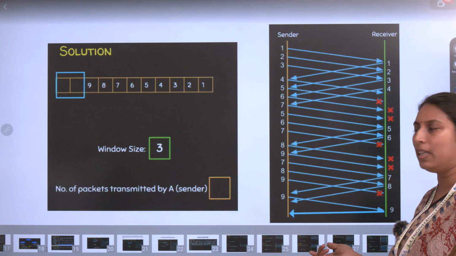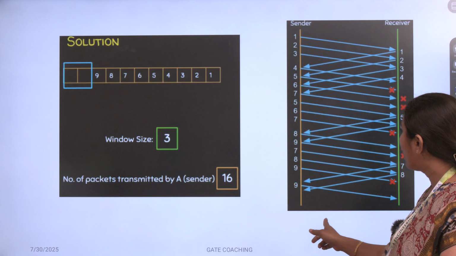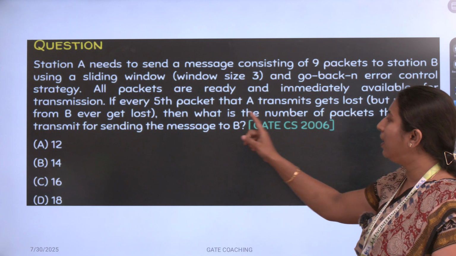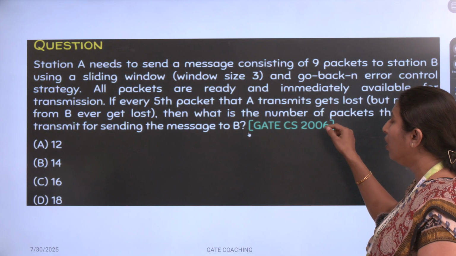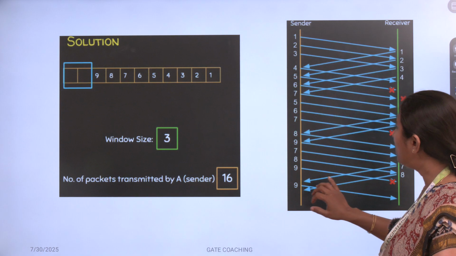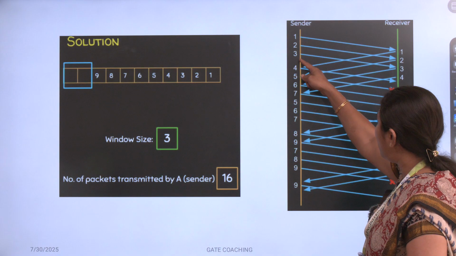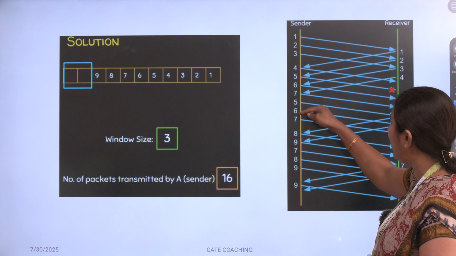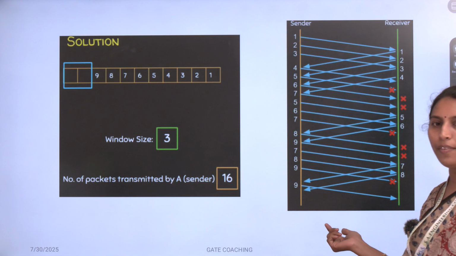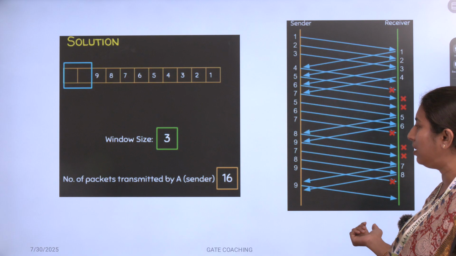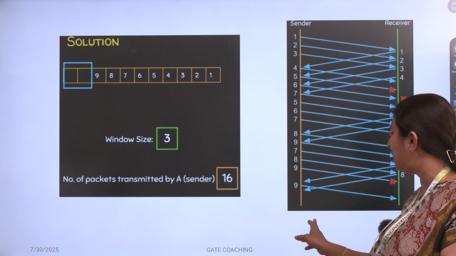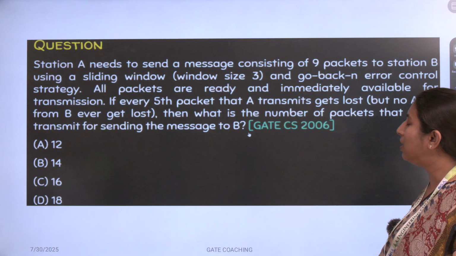So what was the question which was asked? What is the number of packets that A will transmit for sending the message to B? So how many packets have we transmitted from the sender side till now? 1, 2, 3, 4, 5, 6, 7, 8, 9, 10, 11, 12, 13, 14, 15 and 16. From the sender side we have transmitted 16 packets to the receiver. So the number of packets transmitted by A is 16. So that's the answer for the question which is asked over here.